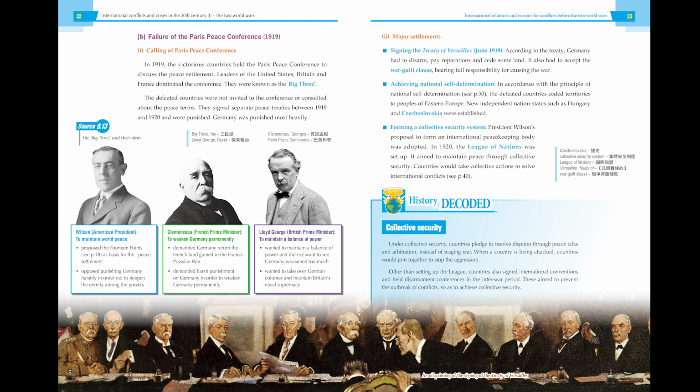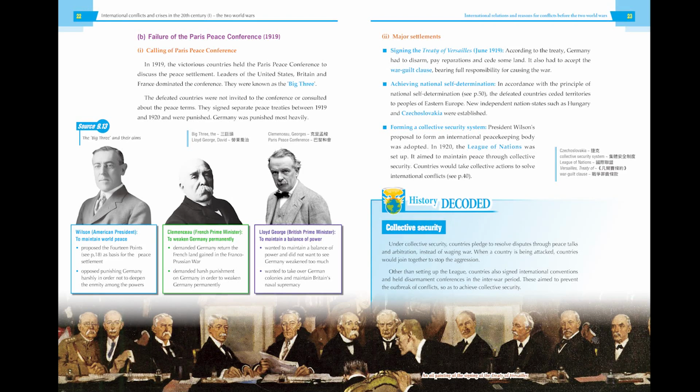The defeated countries were not invited to the conference or consulted about the peace terms. They signed separate peace treaties between 1919 and 1920 and were punished. Germany was punished most heavily. Look at the source 9.13, the Big Three and their aims.